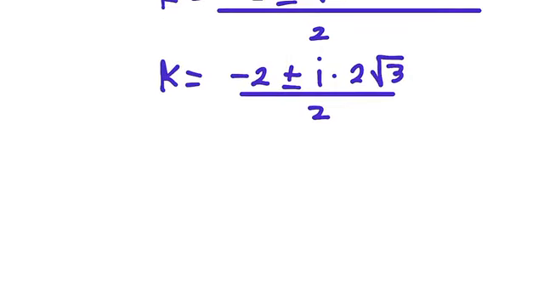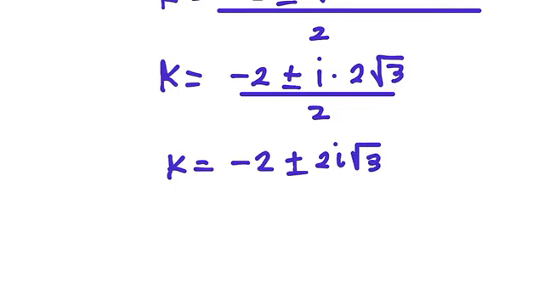So we're going to have k equals minus 2 plus or minus 2i root 3 all over 2. From there, the next thing we're going to do is divide through by 2.